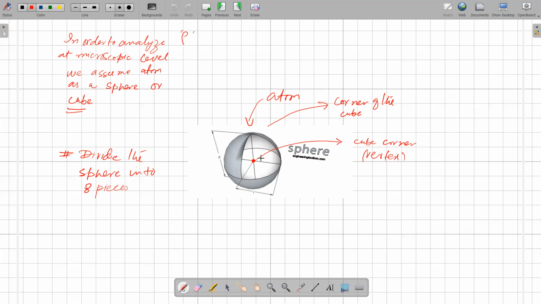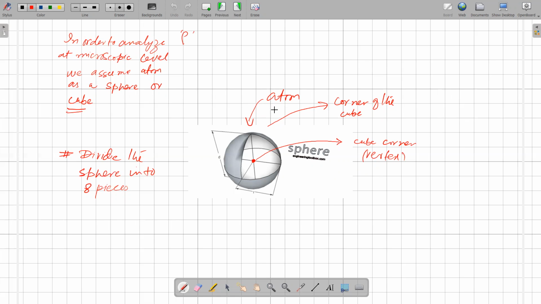And according to the question, the center of this sphere, meaning the atom, is actually at the vertex of the cube, the corner of the cube, right? As the question says, it is at the corner of the cube. So the corner of the cube means the vertex of the cube is at the center of the sphere. This is the first thing we need to understand.